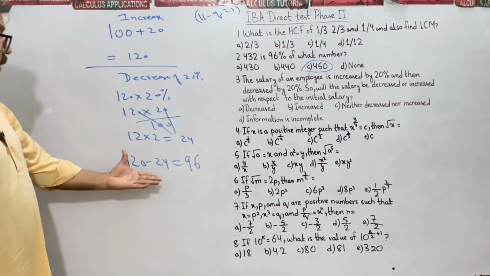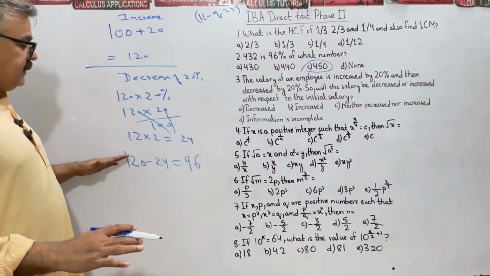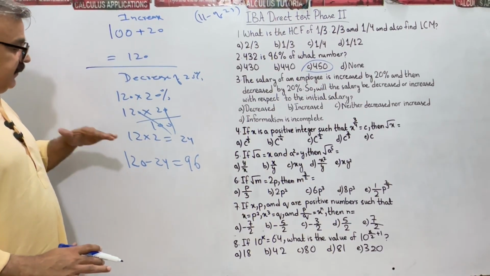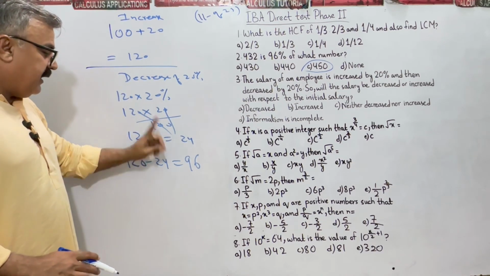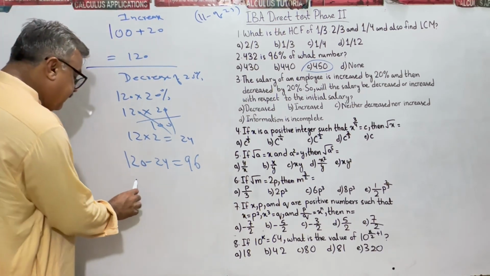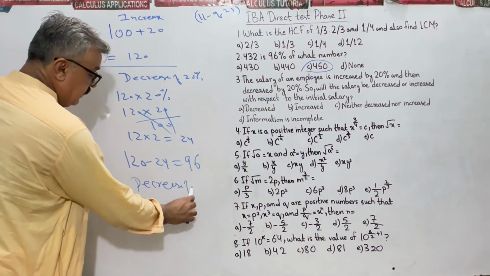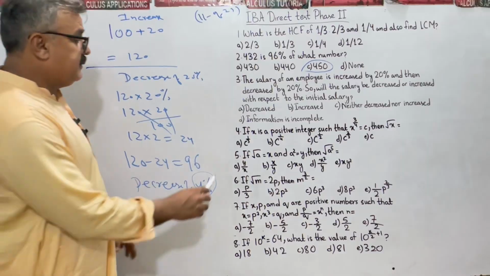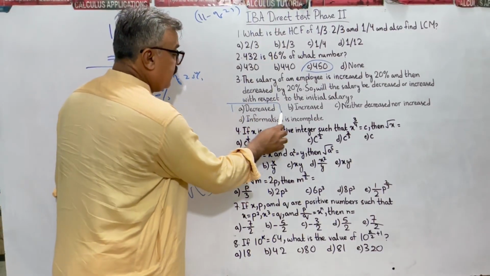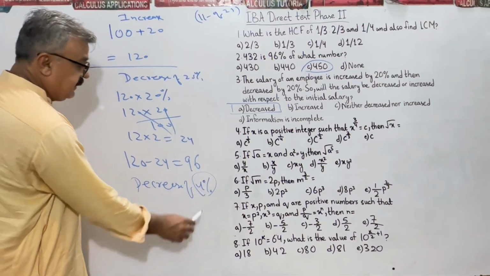Look, if the result would have been 100%, no change, it remains the same. More than 100, it's an increase. Less than 100, it's a decrease. Decrease of 4%. The salary has been decreased, and we have also calculated there is a decrease of 4%.